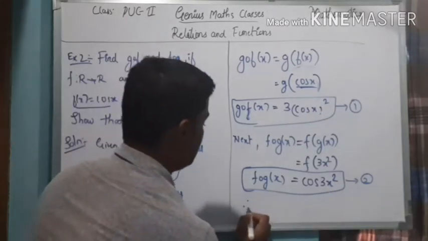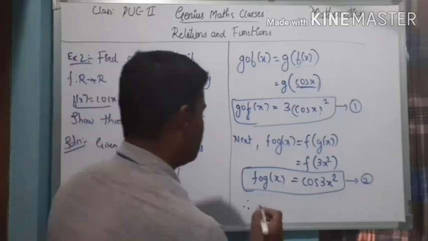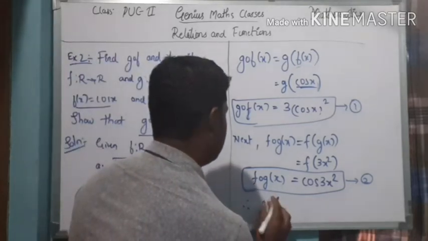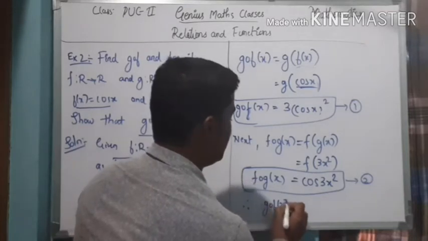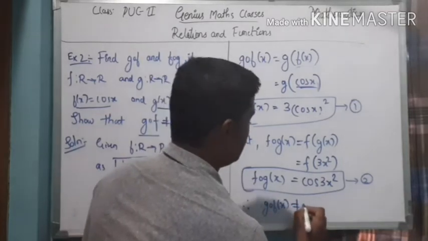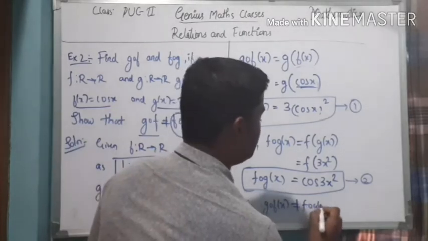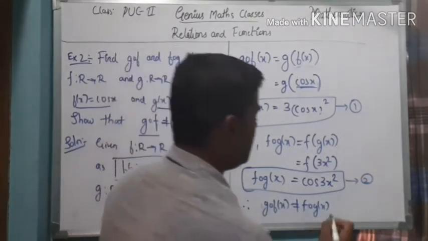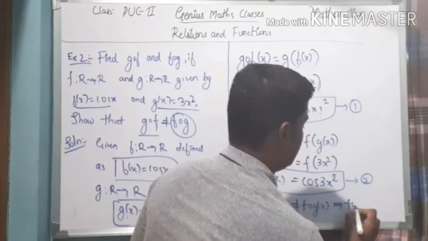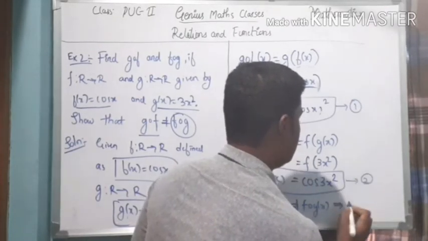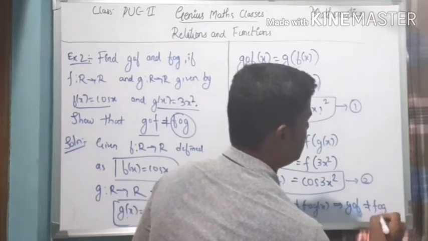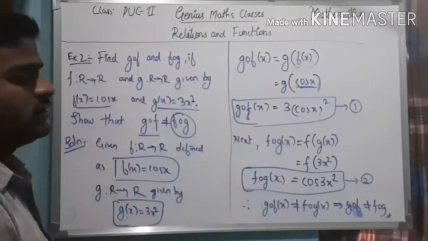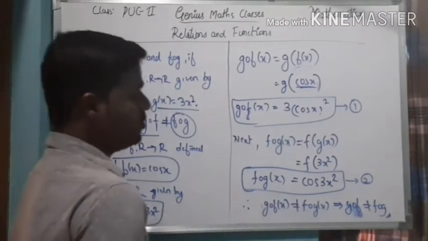Therefore, we come to the conclusion that g naught of f of x is not equal to f naught of g of x. In general, g naught of f is not equal to f naught of g. This is the solution.